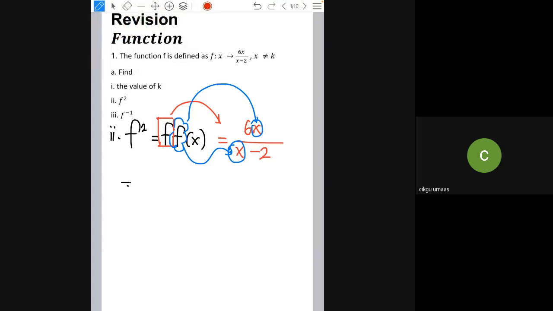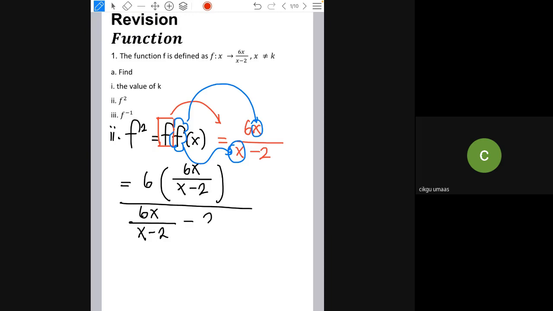So when I do that, the top one would become 6x over x minus 2. The bottom one also will become 6x over x minus 2, minus 2. Check this part of the working first. Any technicality you don't understand, you can ask. Yunji, any part not sure?